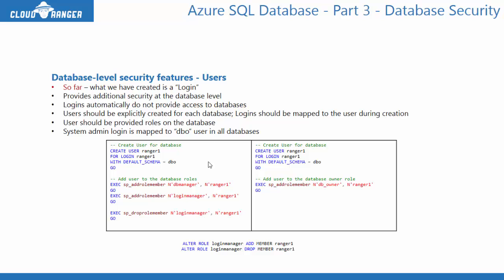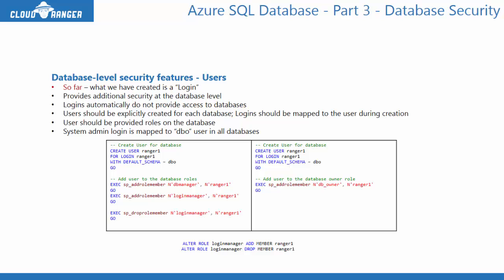Users should be explicitly created for each database, and then logins should be mapped to the user during creation. This sounds like a mouthful and very confusing, but what it's telling you is that you created a login, then you have to go to the database and create a user. When you create this user, you have to map it to the login to make sure they are connected. So like I created Ranger 1 as a login, I need to go to the master database and create a user called Ranger 1 and map them. Once that's done, I have full access to it.